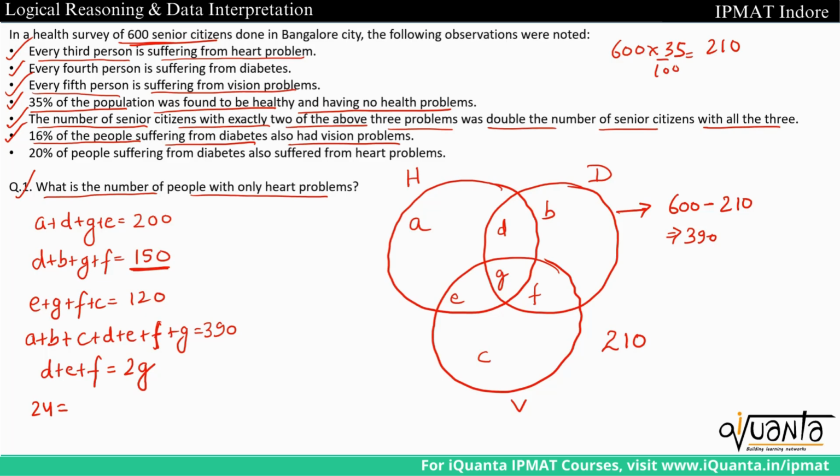So we'll take into account the region of vision and diabetes both. So that means 24 will be equal to G plus F, because this region denotes diabetes as well as vision problems. So 24 will be equal to G plus F.